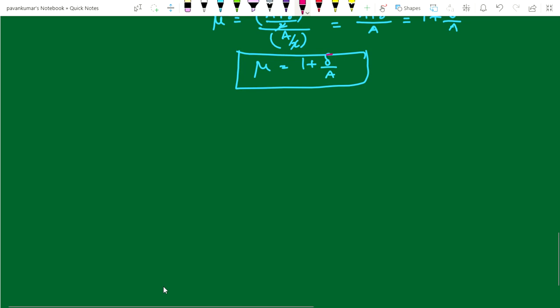Let us consider the angle is equal to 48. Substituting the values in the expression above, we get 1 plus 0.62.